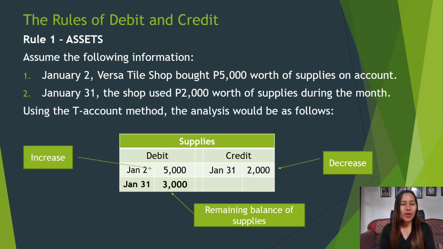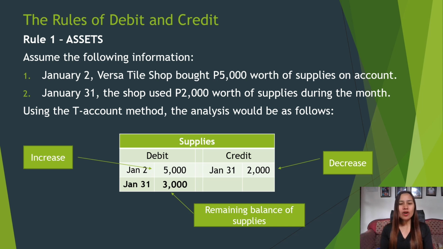On January 31, the shop used 2,000 worth of supplies during the month. That means to say that worth of supplies had decreased by 2,000 because that amount was already used. It means there is a decrease. So, as an accountant, you have to credit supplies amounting to 2,000. Dated January 31, credit 2,000.